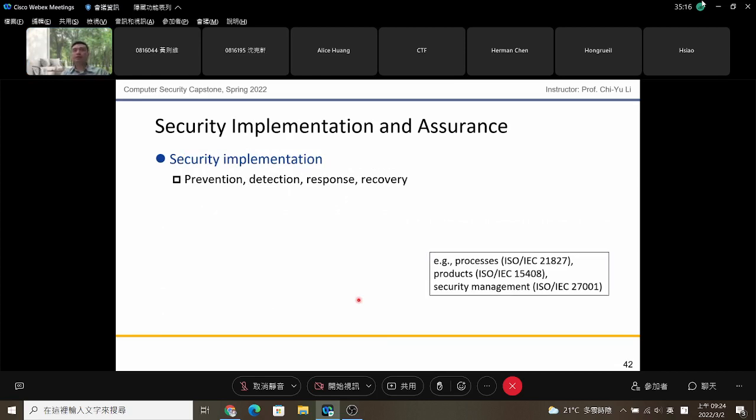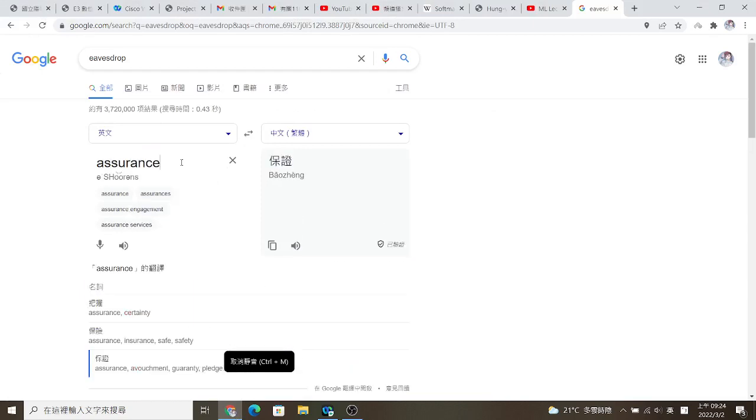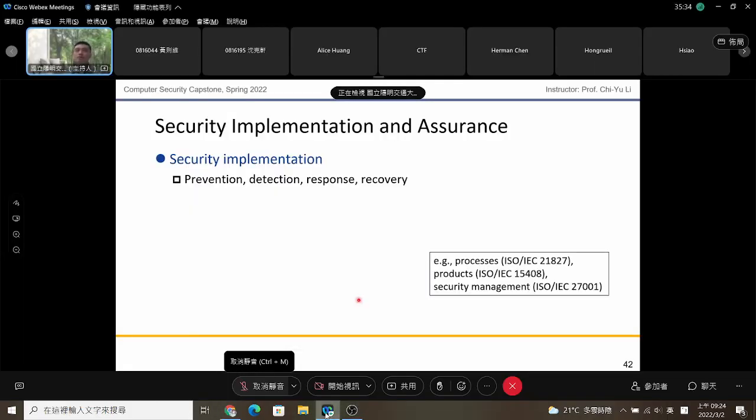Okay, so next is security implementation and assurance. Usually for security implementation, you can consider four ways. It always works for all systems and software, so you need to think from these four dimensions. The first one is prevention. The first thing we think about is how we can prevent all the attacks. But usually security mechanisms are not perfect, so we also need to think about, when the security mechanisms are broken or bypassed, how we can detect the attacks. So next is detection.